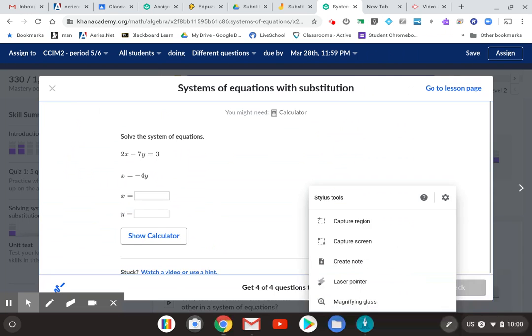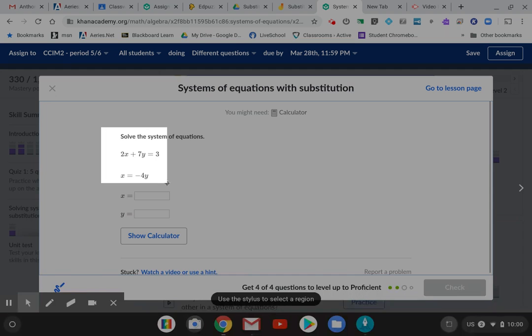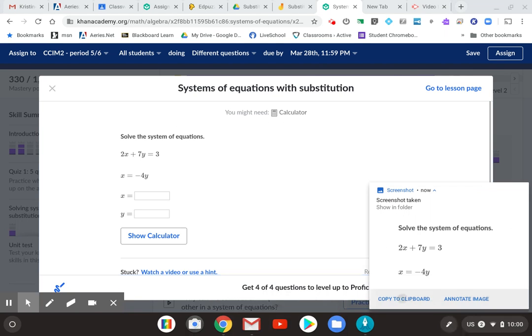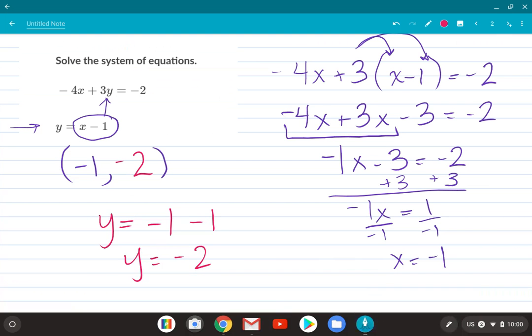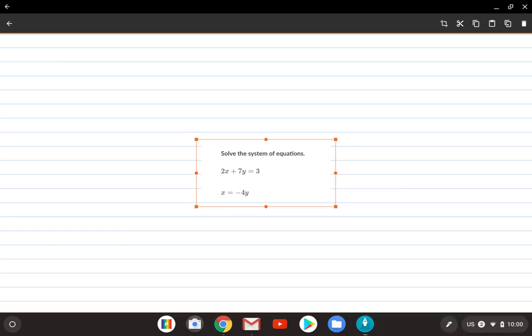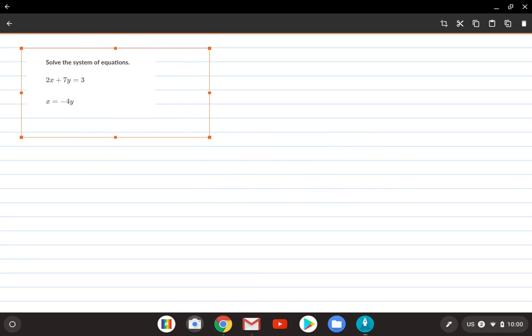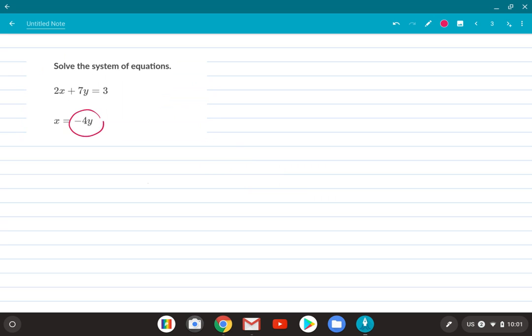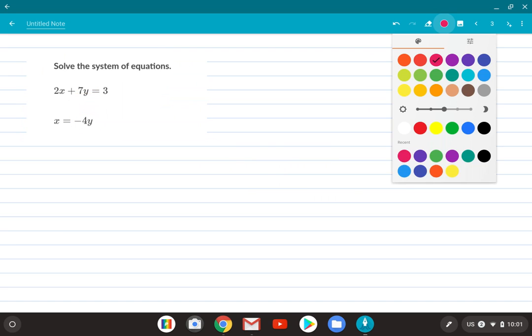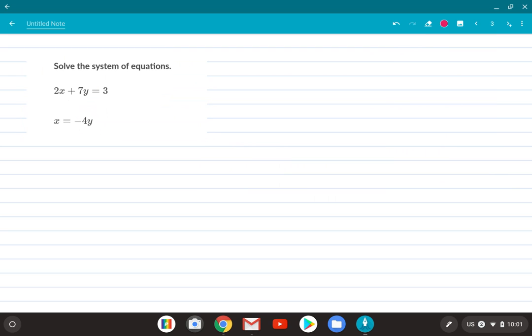Okay, next equation, same thing. Whoops, wrong one. Capture it. Get a new page. All right, our x is equal to 4y. Whoops, we're not putting it there because that's not x. Change it to a pen. So that 4y is going to go in for x because it equals x.